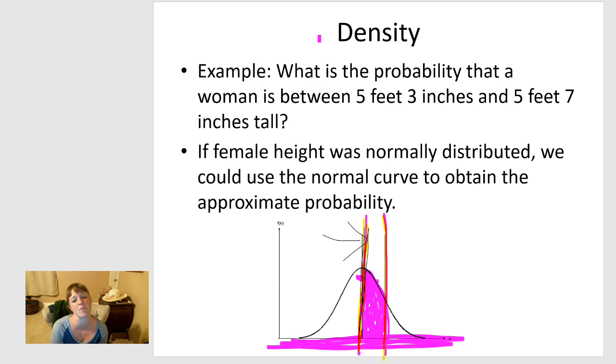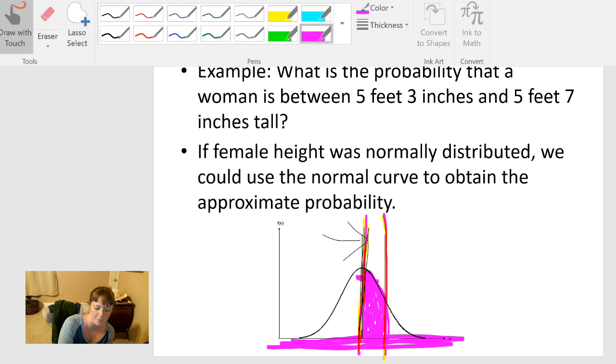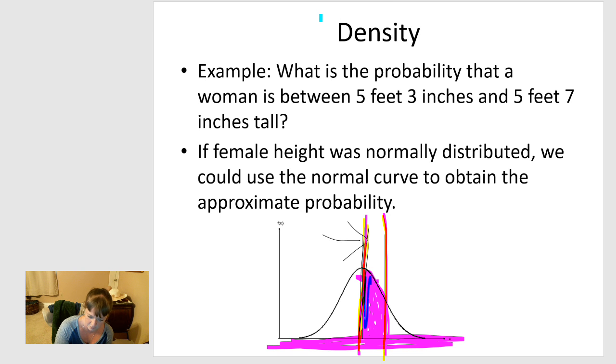But I can figure out the probability of being between 5'3" and 5'7". I can figure out how dense that is there. And so whatever proportion of this graph takes up from 5'3" to 5'7", that will be the probability of having a height from 5'3" to 5'7". But you can never figure out the probability of a single event if the variable is truly continuous.